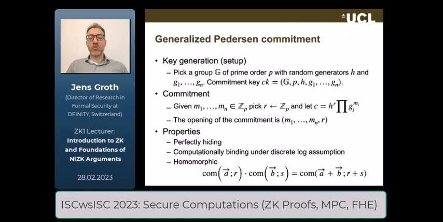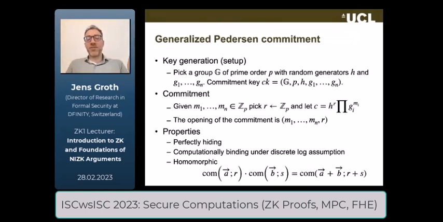Okay, so if we want to commit to messages m1 to mn, then we compute a commitment as h to the r times the product of all these gi's raised to mi. And it's exactly the same as a Pedersen commitment, but now we've committed to a full vector of field elements instead of just one field element. It has the same properties as before. It's perfectly hiding, computationally binding, and it has this nice homomorphic property that if you multiply commitments together, you actually get a commitment to the sum of the vectors, right?